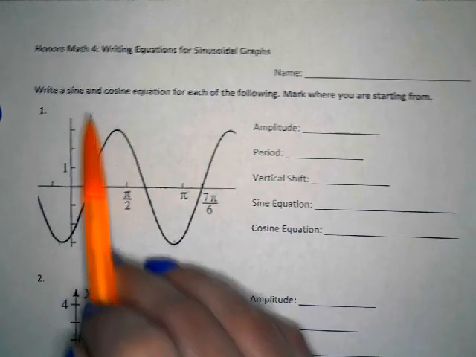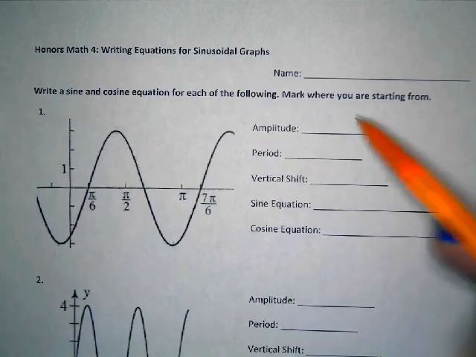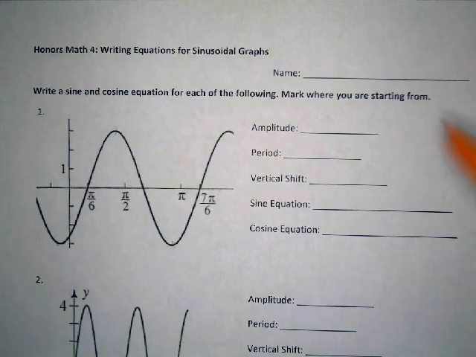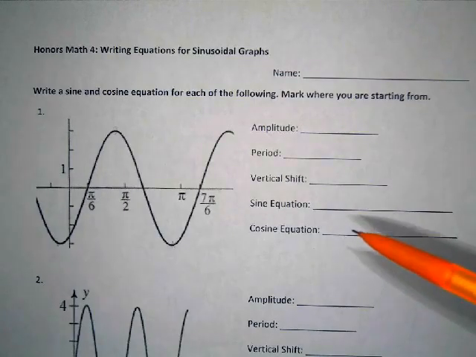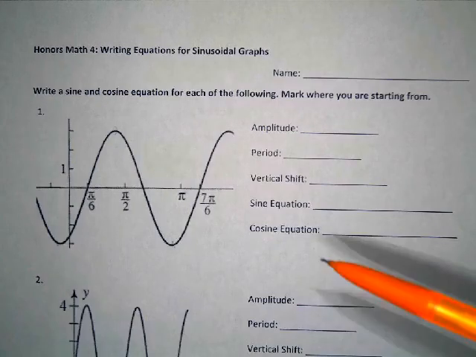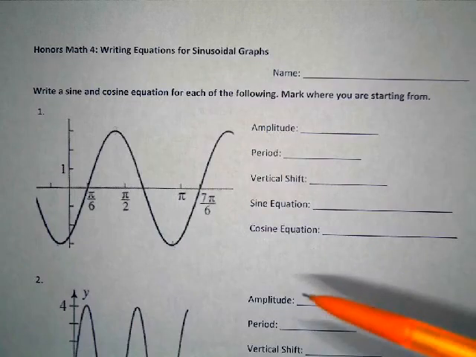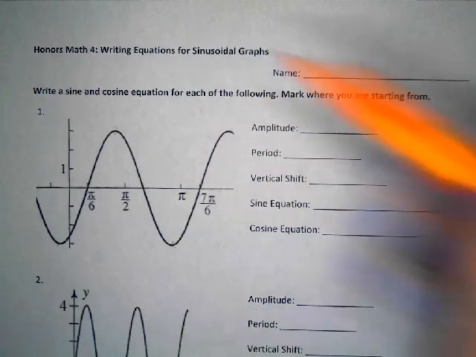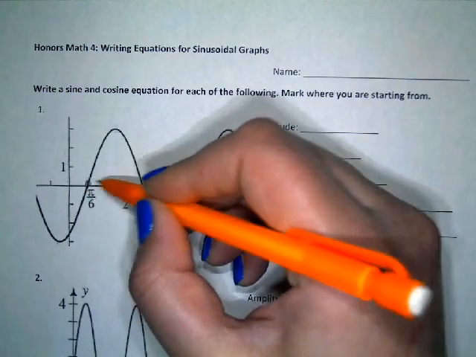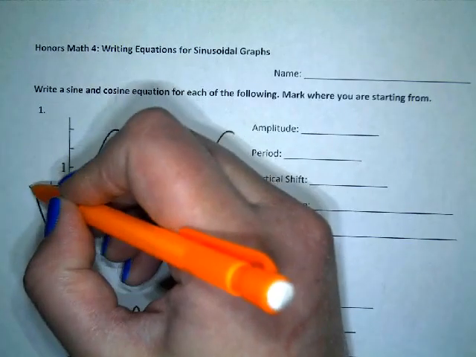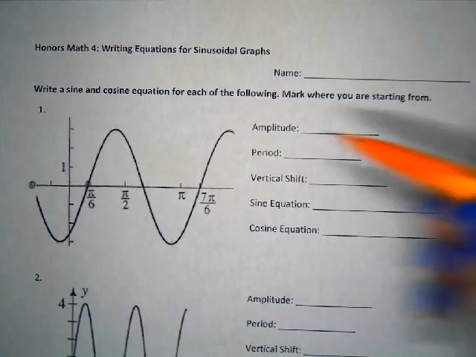All right, so what we're going to do is we're going to write a sine and a cosine equation for each of the following. We're going to make sure we mark where we're starting from, because what happens with these is there's a lot of different ways you could write the equations of these curves, depending on where you choose to have the curve start from, because one part of the equation is the horizontal shift. So if I say the curve started right here, that's going to be a shift to the right. If I say the curve started right here, that's a shift to the left. Do you guys see the difference there?